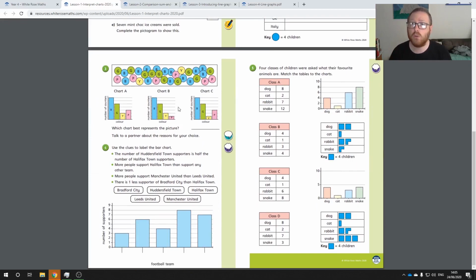Okay, you've got some more bar charts here. And you've got one really cool bar chart down here. It says, use the clues to label the bar chart. It's about football teams and their popularity.